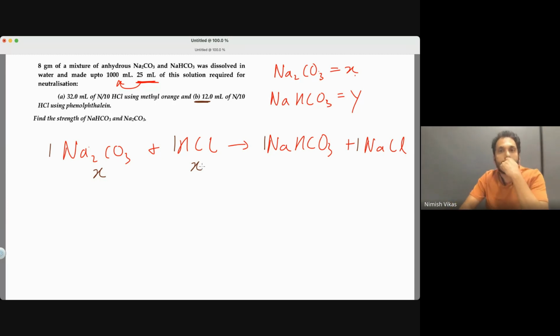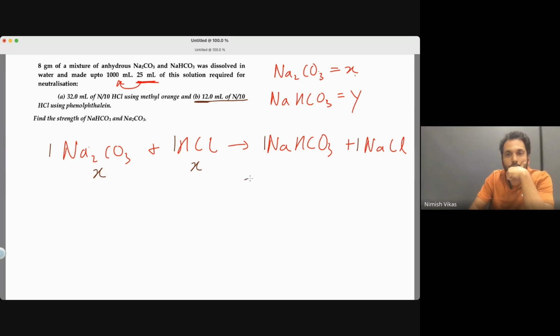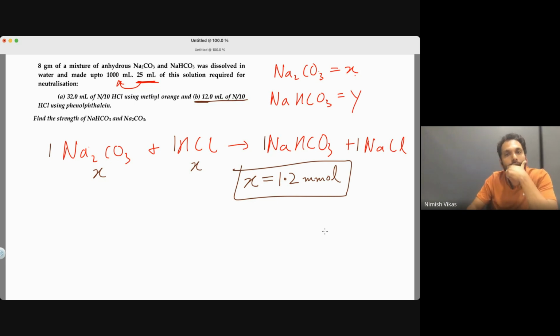Is that clear, guys? HCl is given in part B. How much is HCl? 1.2 millimoles. So this time there is no equation at all. X is equal to 1.2 millimoles. It's straight away given. So that's your first part, done and dusted. So easy. It is easier than the previous question.